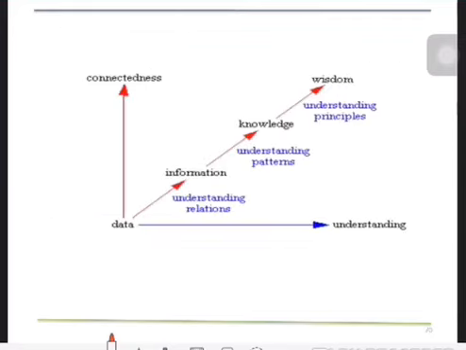So we have the DIKW pyramid, or we can say the DIKW curve. First we have data, then information, then knowledge, then wisdom.